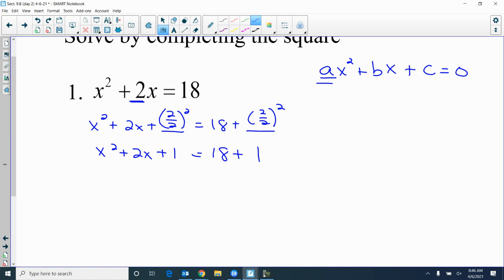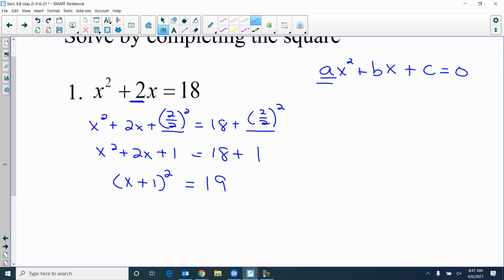Some of you take the extra step, which is fine. That becomes x plus 1 times x plus 1, because 1 times 1 is 1, and adds together you get 2, and then I can make that x plus 1 squared. So as long as you're okay with that, jump down and make this x plus 1 squared equals 19.